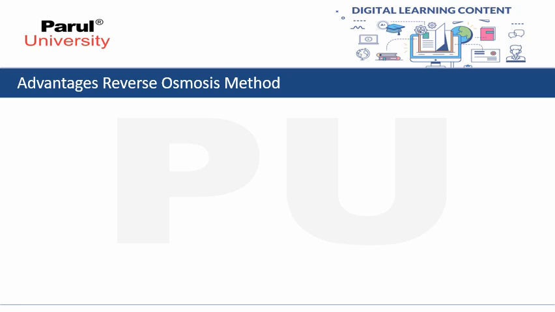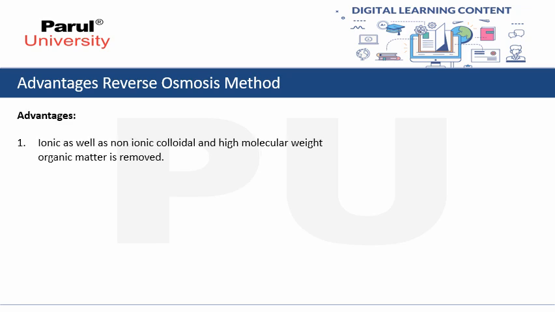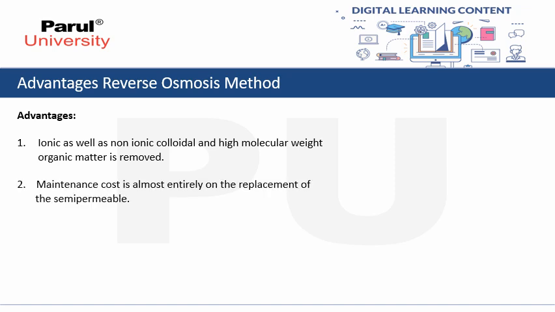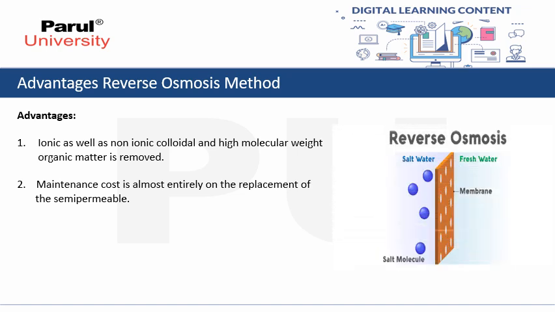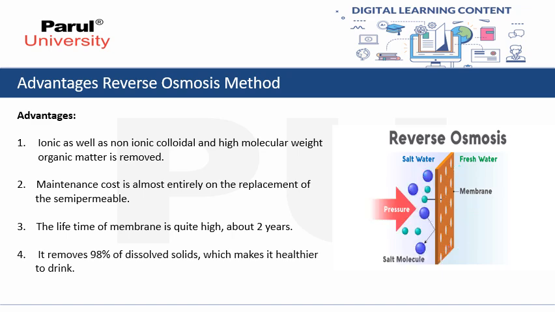Advantages of reverse osmosis method. Advantages: ionic as well as non-ionic, colloidal and high molecular weight organic matter is also removed in the RO system. Maintenance cost is almost entirely on the replacement of the semi-permeable membrane. The lifetime of the membrane is quite high, that is about 2 years, and it removes 98% of the dissolved solids, which makes it healthier to drink. The only disadvantage in the reverse osmosis system is that the salts needed for the body system, for the digestive system, are also removed from the water.